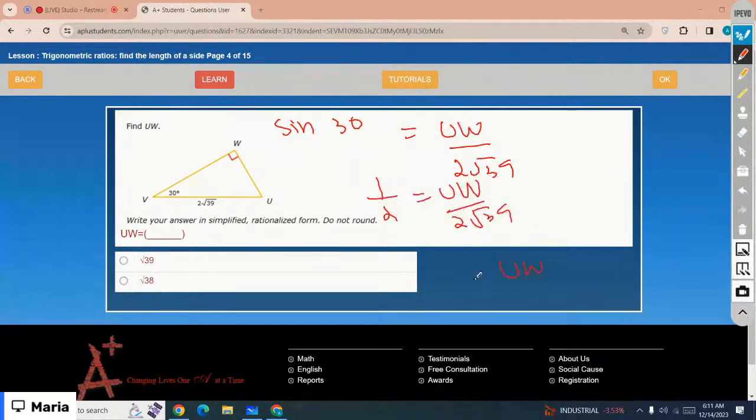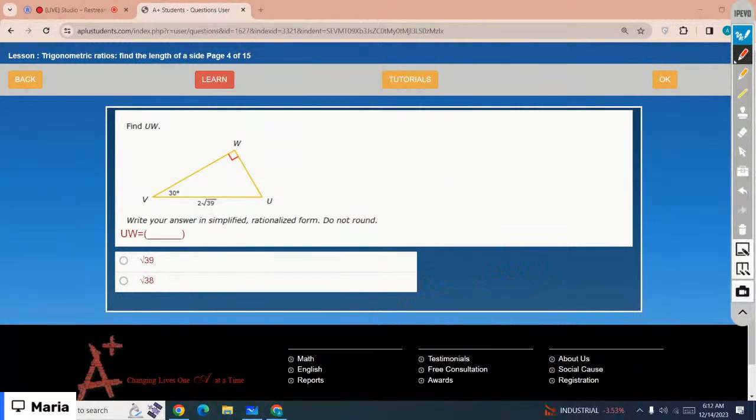Just do cross multiplication. So that is 2 square root 39 over 2, and the 2s cancel out. So that means UW equals square root 39. The correct option is square root 39. So option number 1 is the correct option, that is square root 39.